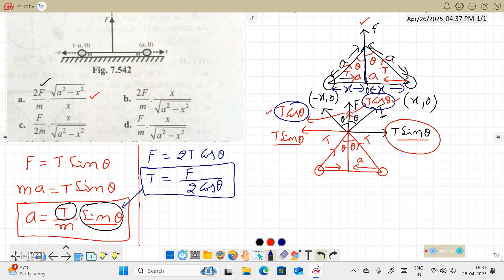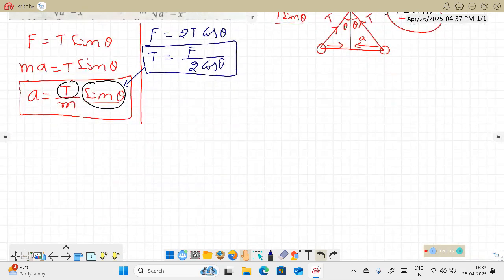Next we need sin theta. So first put the value in this equation, and see what equation you are going to get. If you put the value in that, acceleration a is equal to, in the place of T, F by 2 cos theta, divided by m, so that is F by 2m into, in the numerator we have sin theta, and in the denominator we have cos theta. So what is sin theta by cos theta?